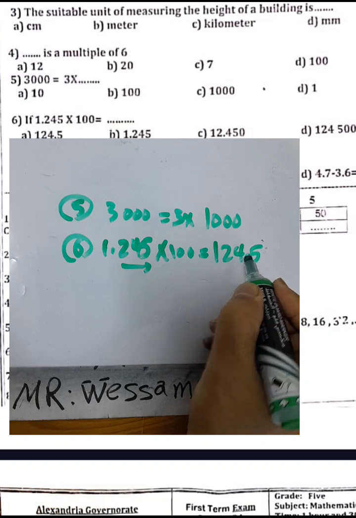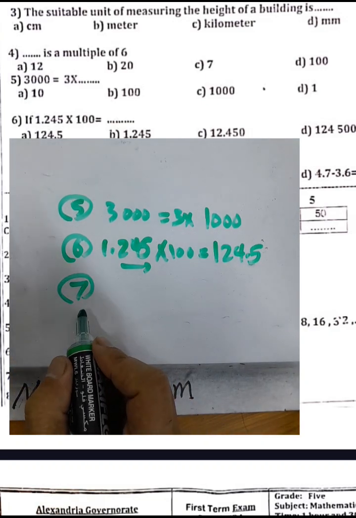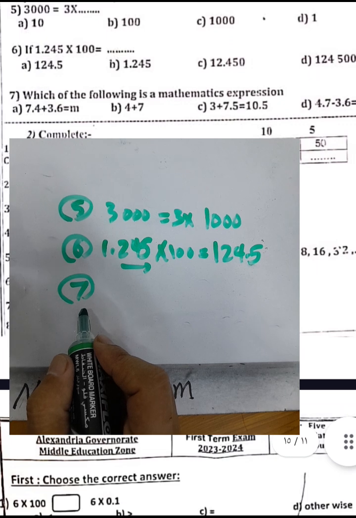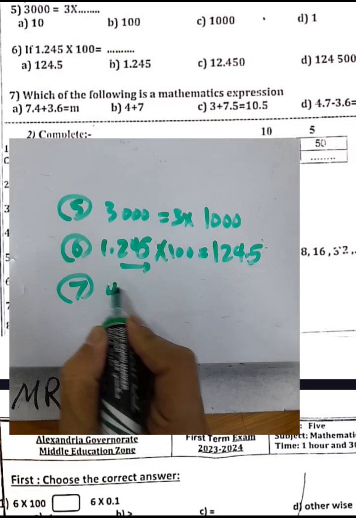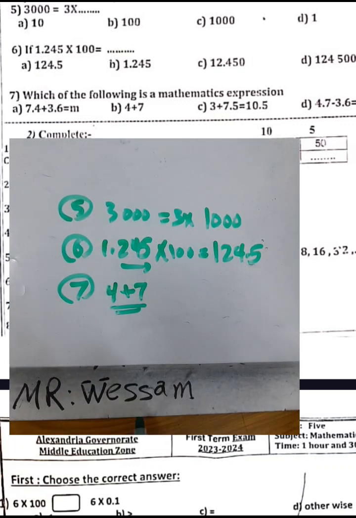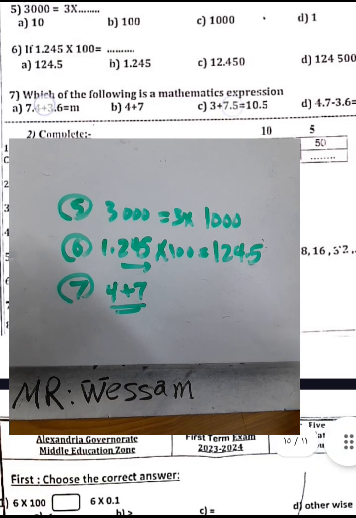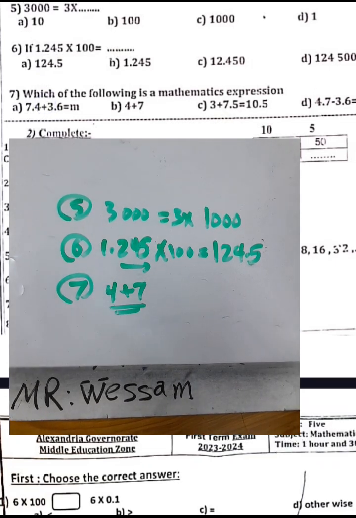Question 7. Which of the following is a mathematical expression? We have the expression 4 plus 7. We call this a mathematical expression. The expressions will be letter A and letter C and letter D. But letter B will be the equation. Okay.